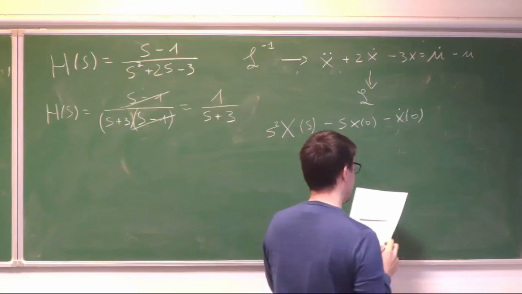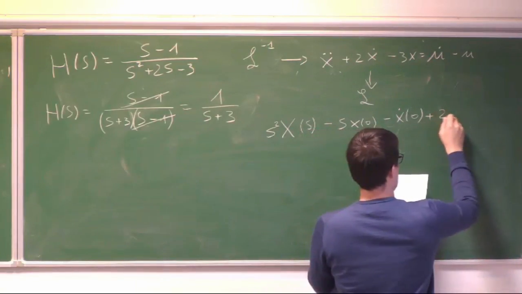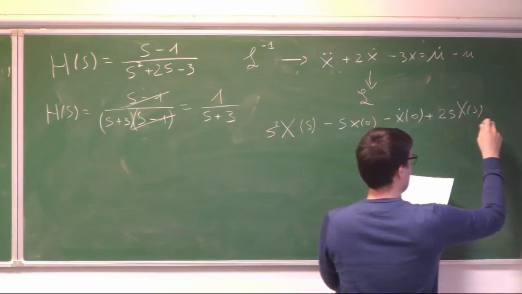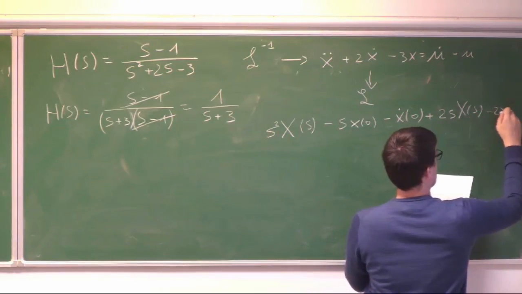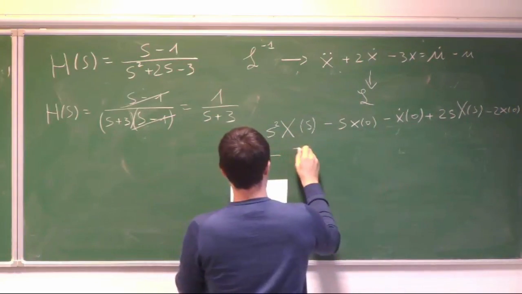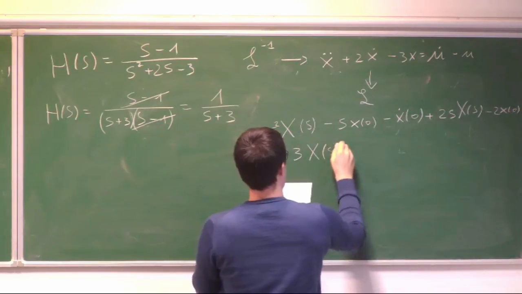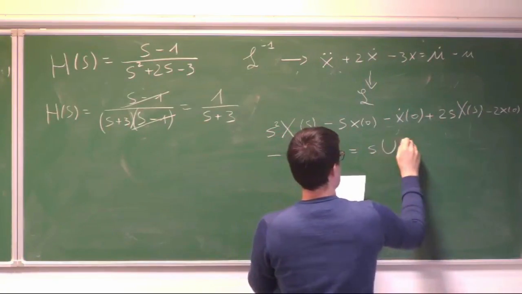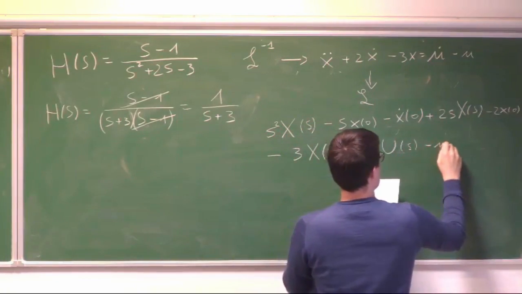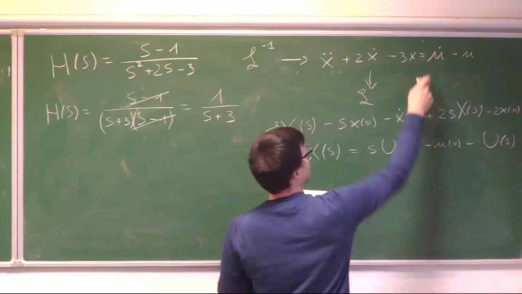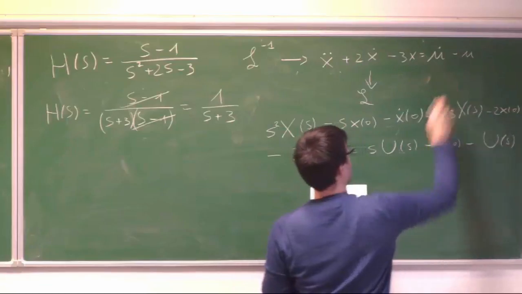Okay, so we have the term, then we have plus 2s Laplace transform of x minus 2x0 minus 3x of s, the Laplace transform of this term, equal to s u of s minus u of 0 minus u of s. This is the Laplace transform of this, and this is the Laplace transform of this term.